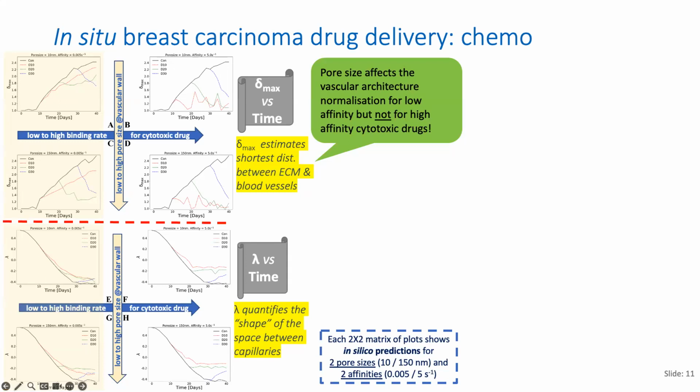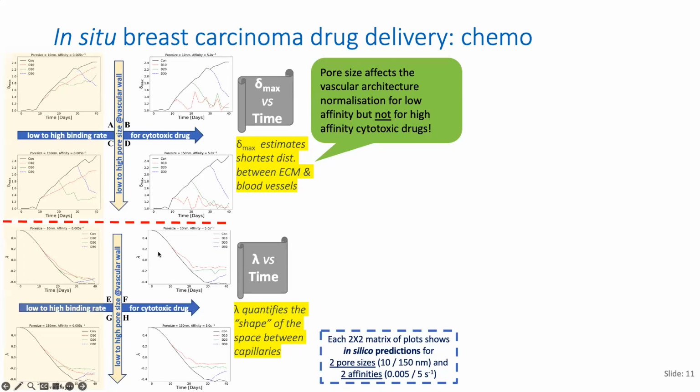But we also compared other metrics, like this delta max parameter, that gives an estimate of the shortest distance between the extracellular matrix and the blood vessels, because in healthy tissue this delta max is almost uniform. The vascular network is uniform in healthy tissue, but in the tumor it is not. And we want to inspect in time how this plays out in the control, which is, sorry, not very evident, those black solid lines over here.